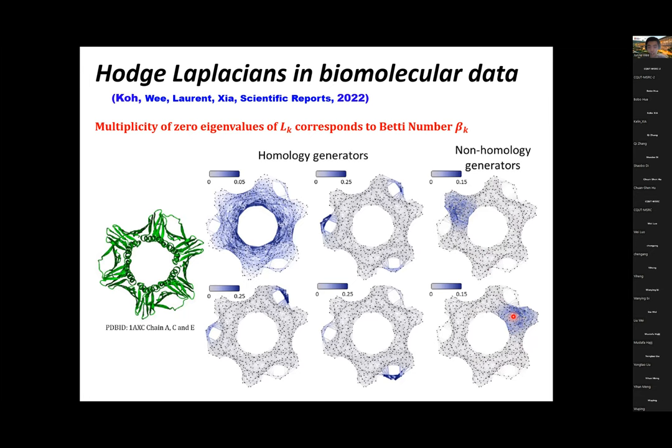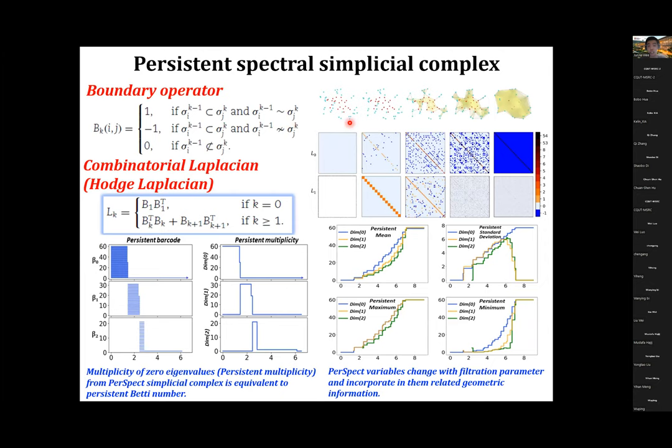With that, we can similarly form a persistent spectral, filtration-based process. We can construct several Hodge Laplacians, and then obtain the persistent multiplicity, which is the persistent Betti number from the persistent barcodes of the zero eigenvalues. But we can also collect geometrical information from the non-zero eigenvalues, and subsequently construct this geometrical information in the form of persistent attributes.